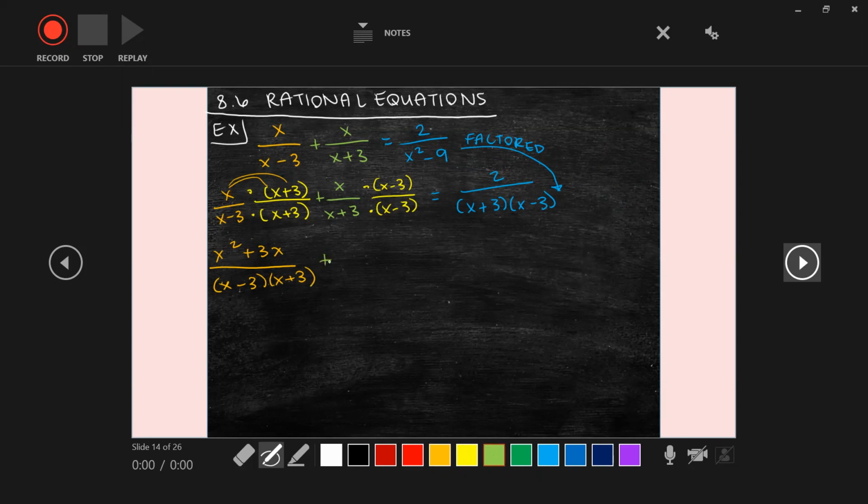So if I distribute that x out to x minus 3, what am I going to have? Let's start with x times x. X squared. So it's not going to be plus because we're subtracting. Yeah, minus 3x. Very good. And that is going to be equal to 2 over x plus 3 and x minus 3.